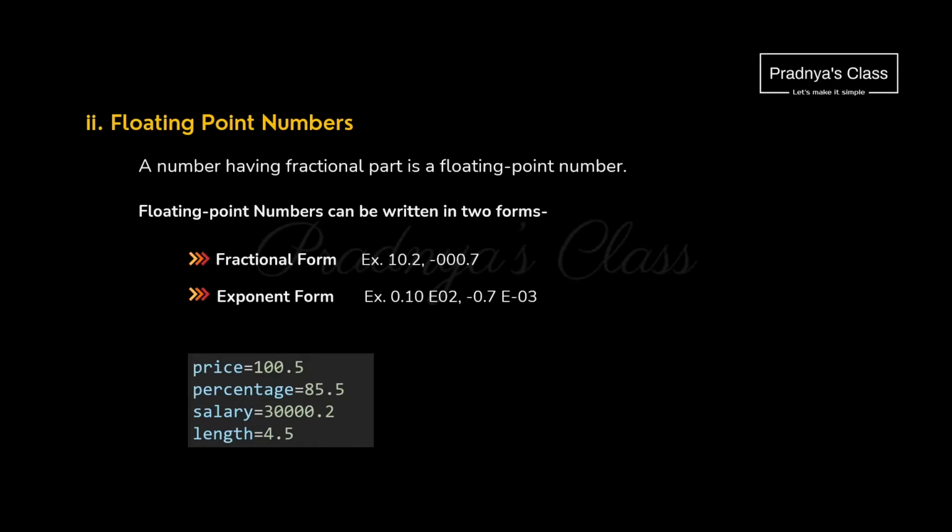If you want to store decimal value like price, temperature, percentage, then we can go ahead with floating point numbers. It is generally called as float. In 2 different ways we can represent the floating point number. First is fractional form. This is the general form we use. And the second is exponent form. Look at some of the examples.